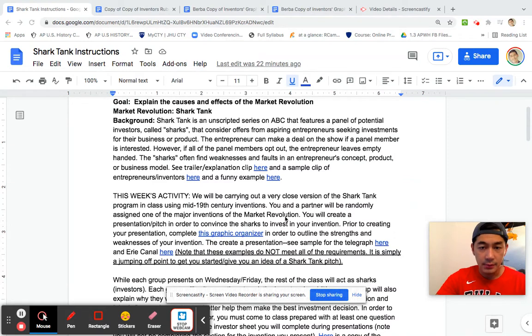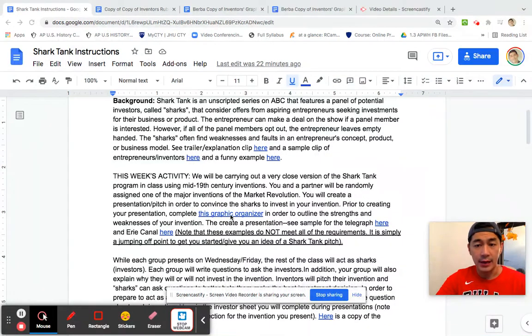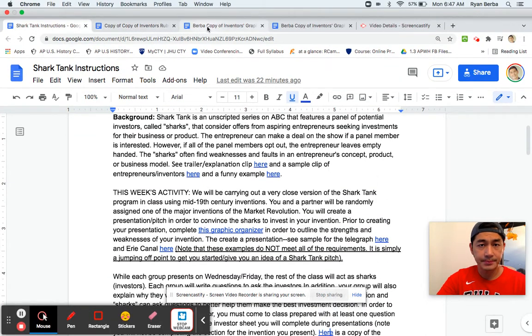So, I'm going to start right here. You and your partners will be randomly assigned one of the major inventions of the market revolution. You will then create a presentation and pitch. I recommend filling out this graphic organizer. All right, so here's this graphic organizer here. Just want to go over a couple things.